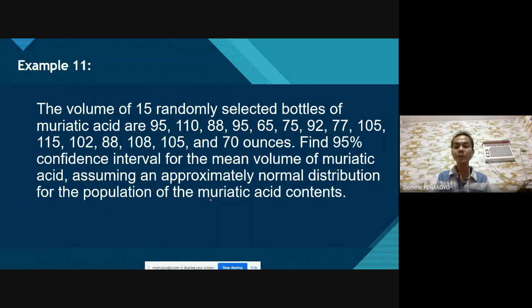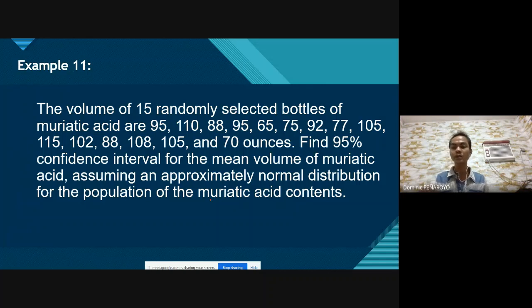Again, since provided tayo ng raw data, we will use here the notation na S. Kasi meron din kayo makikitang sigma and then S. So ang gagamitin natin ay yung S, for sample standard deviation. But let me present to you kung paano naman to minamano-mano.